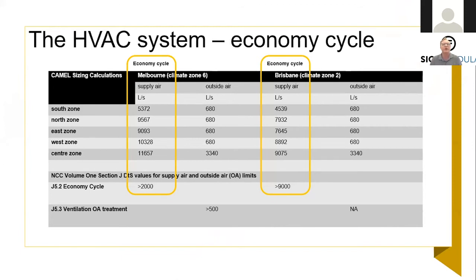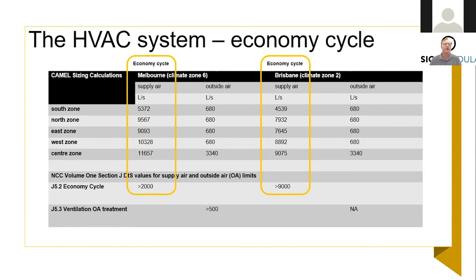So for the CAMEL loads, for determining the economy cycle, I ran the CAMEL loads for 2 locations, Melbourne and Brisbane. And so you get different supply air rates and requirements based on the climate zone, and the outdoor air rates remain the same because it's based on occupancy levels. So as you can see in the code, from table J5.2, economy cycle is required for 2,000 litres a second supply air or above. And for the Melbourne application, every single zone has more than 2,000 litres of supply air.